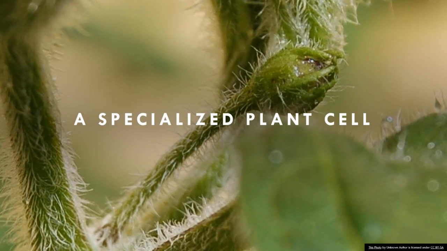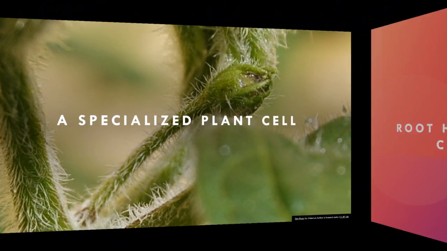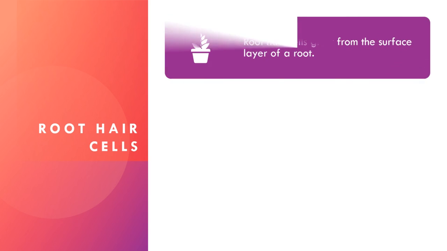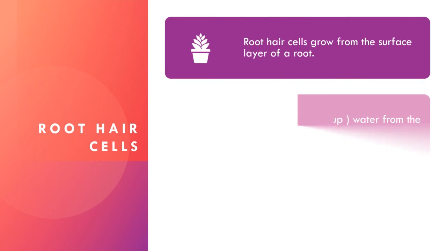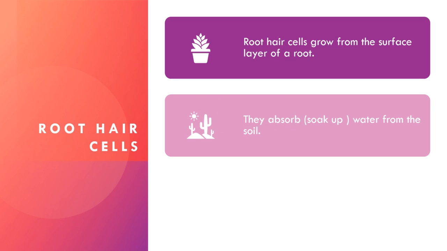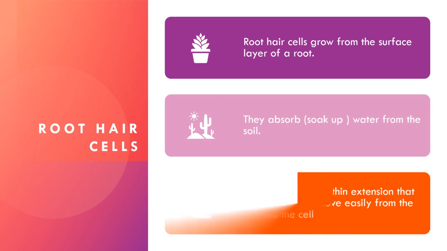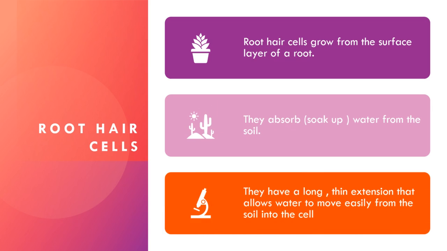Now we'll talk about some specialized plant cells. And that will be root hair cells, which we can find in any plant. Root hair cells grow from the surface layer of a root. They absorb or soak up water from the soil. They have a long, thin extension that allows water to move easily from the soil into the cell.